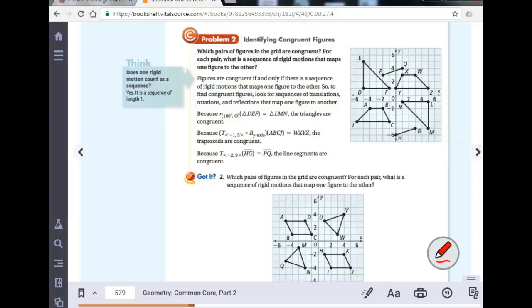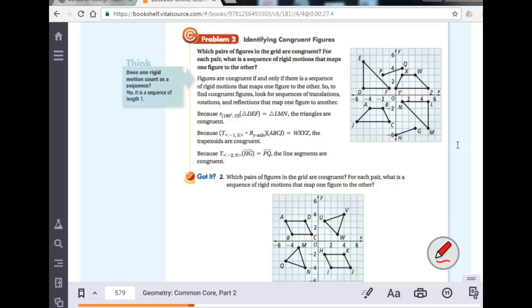Hello, we are looking at problem number 2 found on page 579 of your Geometry Part 2 textbook. This is actually in lesson 9.5 talking about congruent transformations. Now, there's a lot going on in this particular problem which can be a bit overwhelming, but let's just take it a little bit at a time.